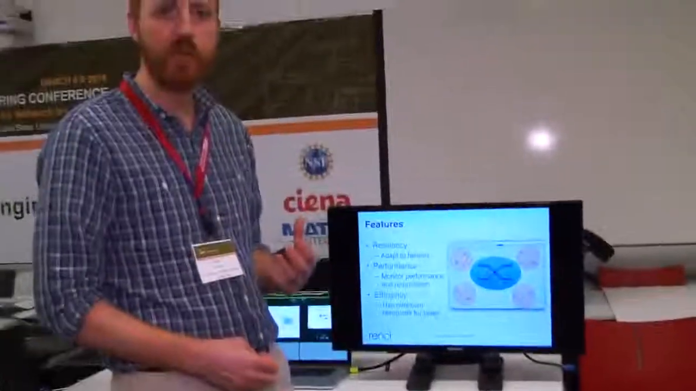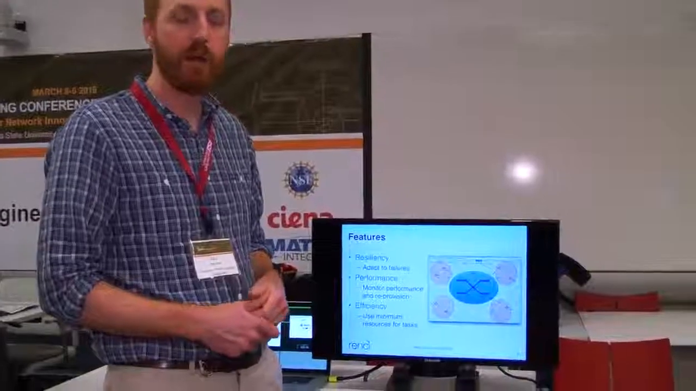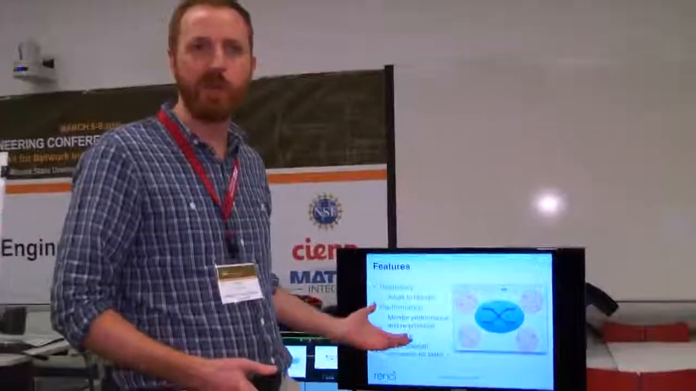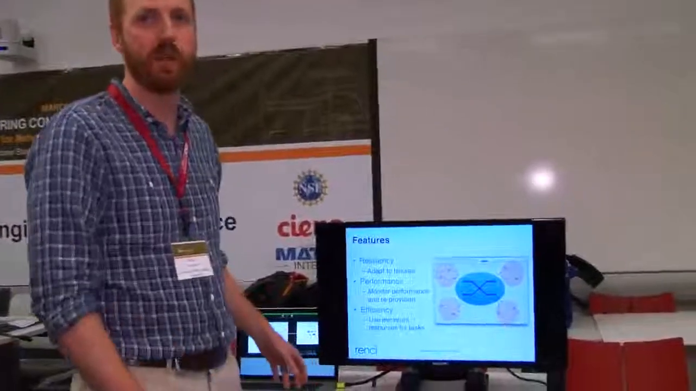What this allows us to do is identify any failures that happen and adapt the user slice to any failures that occur, and we'll be able to monitor performance to see if the performance degrades, and then we might be able to adapt to get better performance. And we also might be able to use a minimum number of the resources to conserve some of the VLANs that are crucial to making everything work.